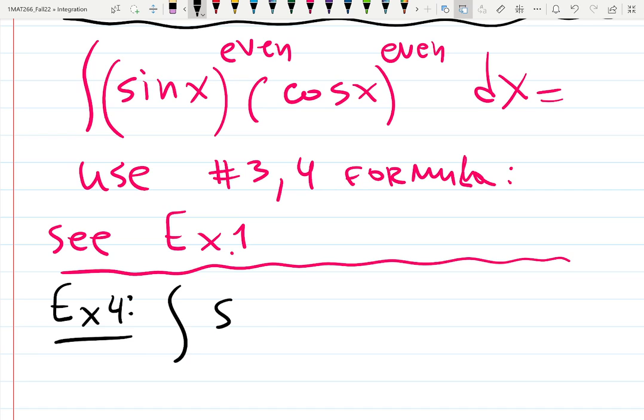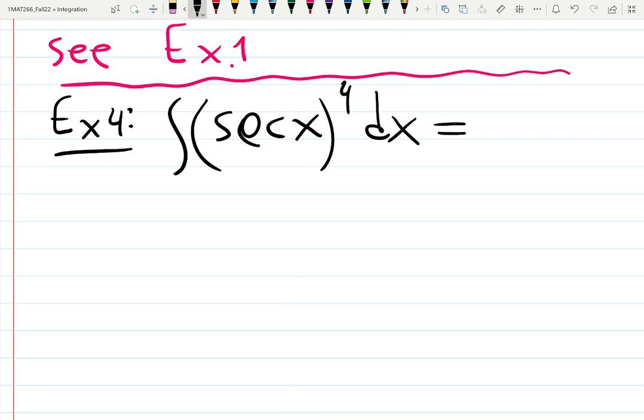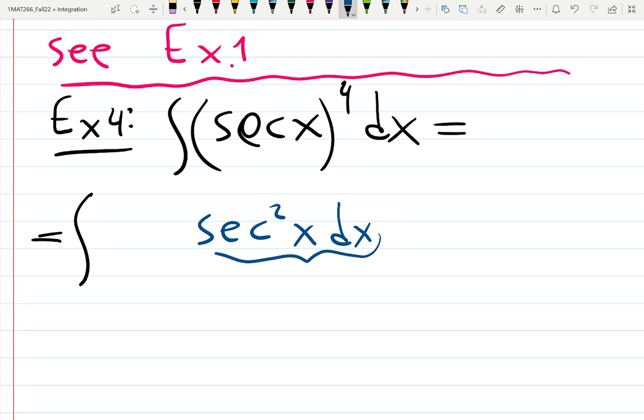What about an integral with secant? Secant x to the 4. Secant and tangent behave like sine and cosine, but the only difference is that the derivative of tangent is secant squared. So the tail now, the du part, will be secant squared. Let's do that. So what we're going to do is write down that we want the tail secant squared. We want secant squared x dx as my du.